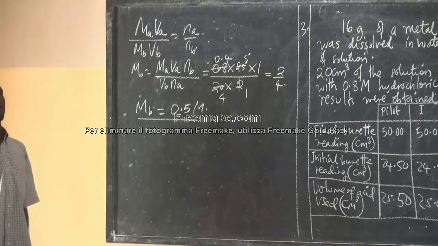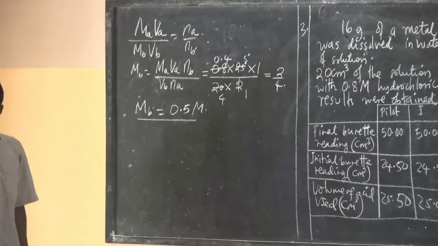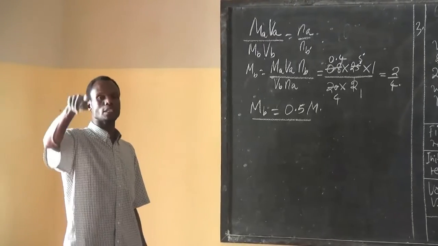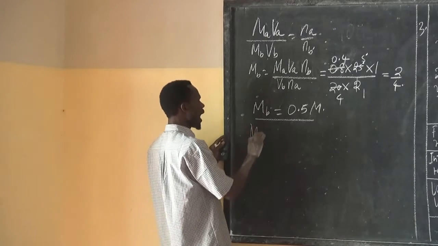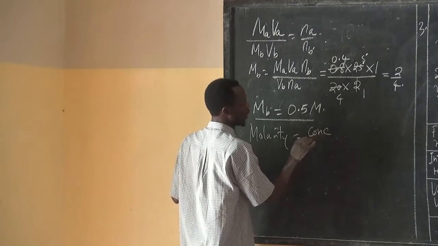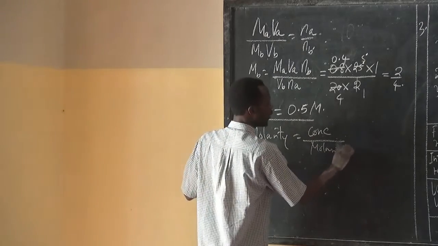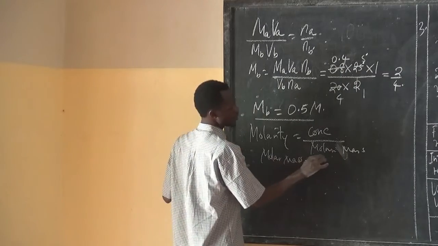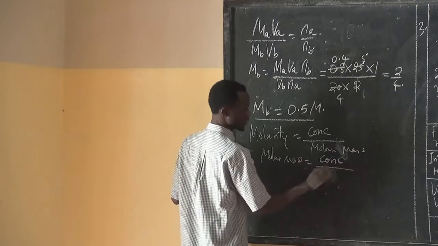But the question is not all about finding the molarity. We are looking for the relative atomic mass. The relative atomic mass is obtained when you have found the molar mass. Now, molarity is equal to concentration over molar mass. So molar mass is equal to concentration over molarity.